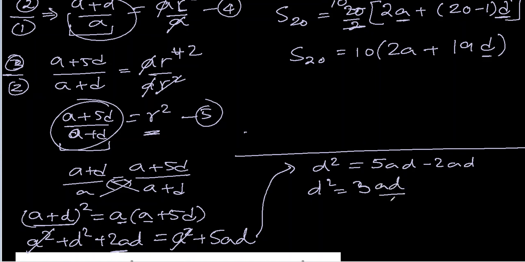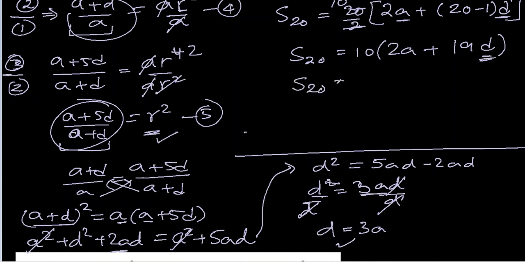Let's divide both sides by d to get rid of one of the d's. So this d and one of the d's are cancelled. So d is equal to 3a. That is what we got, d in terms of a. We had to eliminate r square. We eliminated that. We had to eliminate d. Now we are going to eliminate it. In place of this d, we will write 3a.